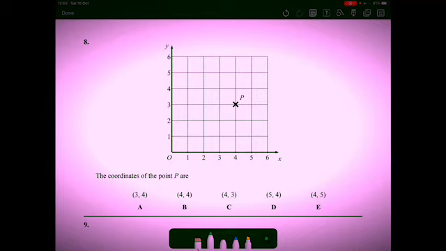Question 8, coordinates. Along the corridor and then up the stairs.